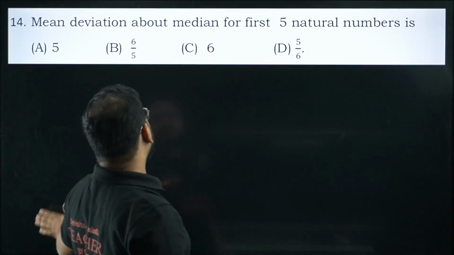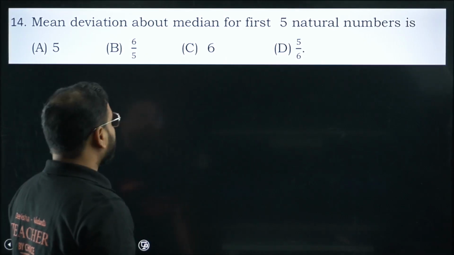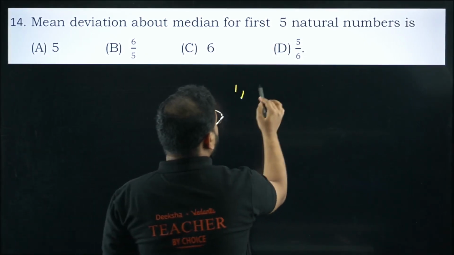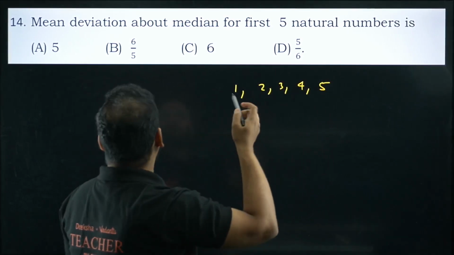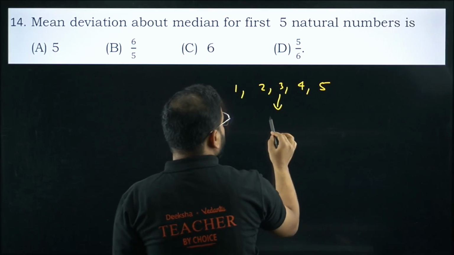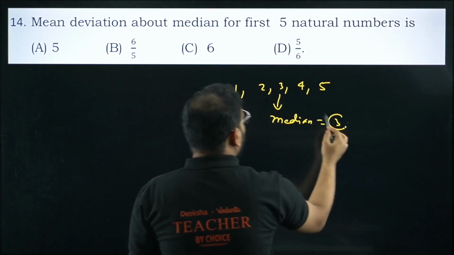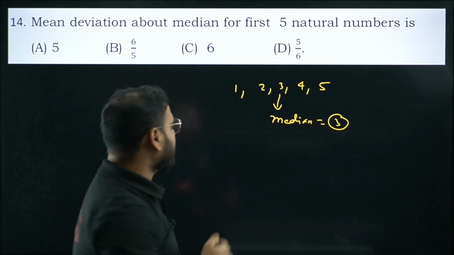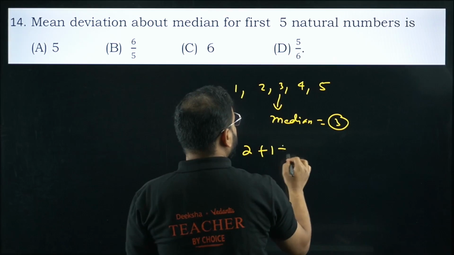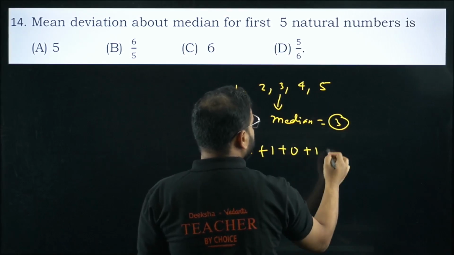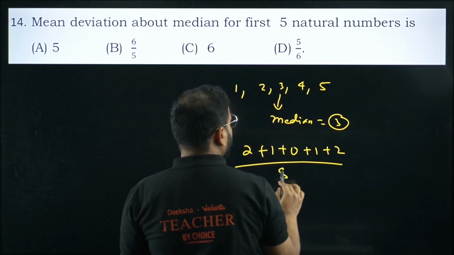Mean deviation about the median for the first 5 natural numbers. So 1, 2, 3, 4, 5. What is the median? They're asking for the median, so your median value is 3. What are they asking? Mean deviation about the median. So what is that going to be? 1 minus 3, so 2. 2 minus 3, so again 1. 3 minus 3, so 0. 4 minus 3, again 1. 5 minus 3, again 2. Divided by the total number of terms, 1, 2, 3, 4, 5.